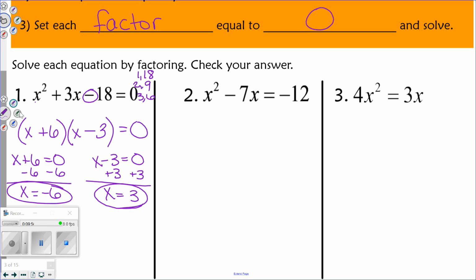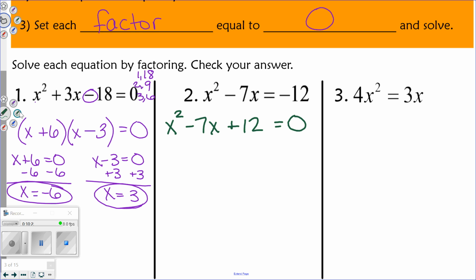All right, number 2. What do we do first? Yeah, I got to add that 12 back to the other side, right? Because it's not in the right form. So x squared minus 7x. If I move the 12 over here, it becomes positive 12 equals 0. So first thing, it's got to be in the right form. Your x squared, your x, and your number equals 0.